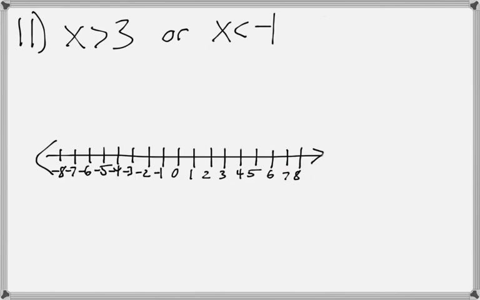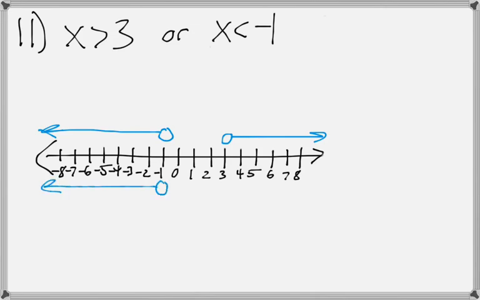For number 11, it's x is greater than 3 or x is less than negative 1. So greater than 3 is going to be here, and less than negative 1 is going to be here. If I look at my regions, this one is included, so I need to include that. Here there's nothing, so I don't need to include anything there. Here is the other inequality, so I do need to include that. So anywhere you see shading happening, you need to include that in your final answer.